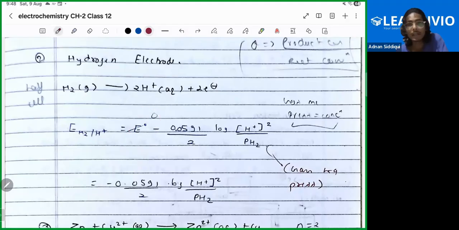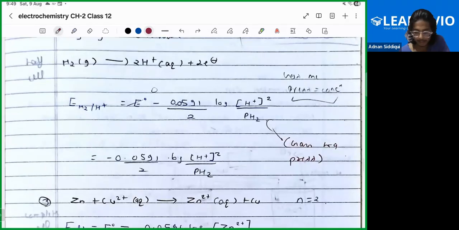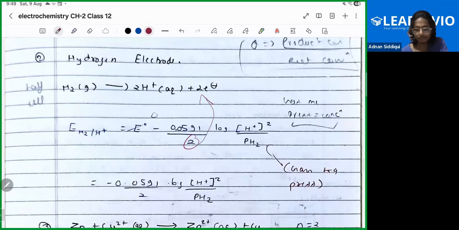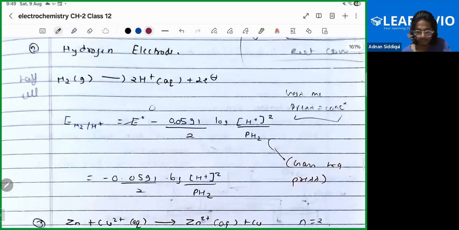Now, what is E naught? We studied for the standard hydrogen electrode, SHE, the E naught value is 0, right? It is a reference electrode. We use this to determine the potential of other half cells. So the EMF for this one is going to be 0. And this 2 comes from the 2 electrons. And what else do we have here? Try to see it carefully.